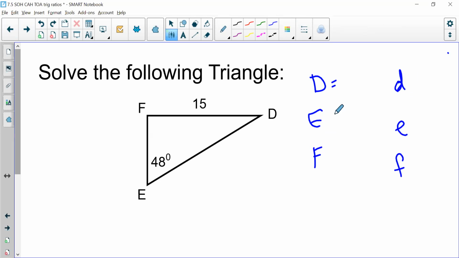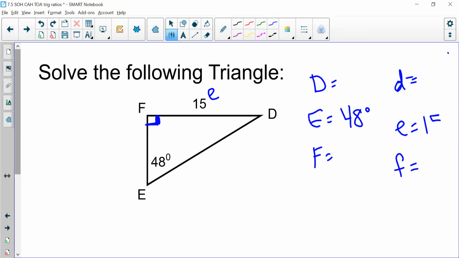What do I know? Oh, F is my 90. That should always be given to you. Sorry, we should never assume a 90. That is my 90. E is 48, and then one of them is 15. I just don't know which one. Which side is 15? Oh, it's opposite. But how do you know which letter it is? So check the angle across from it, Lauren. E. Perfect.